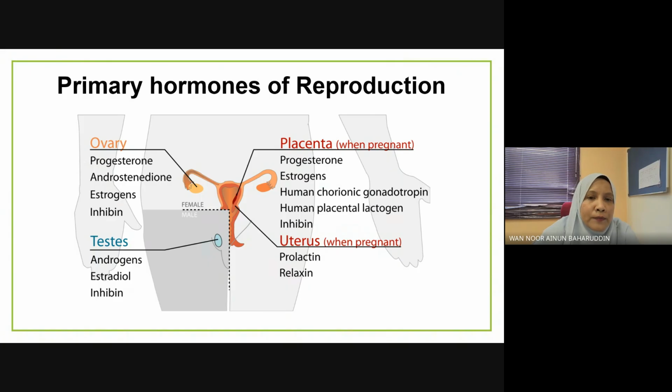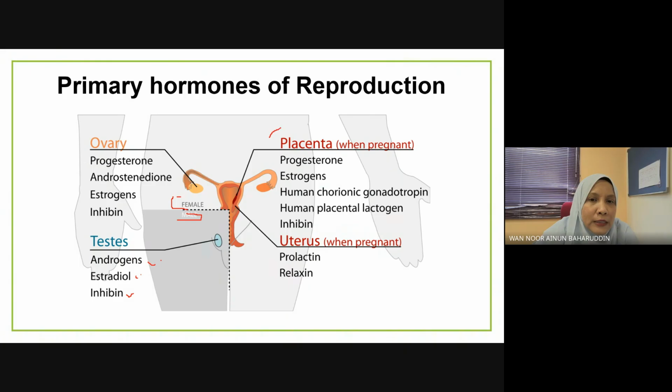As for the two different types, female and male. Inside the male, the gonad itself, what we call the testis, will produce androgen, estradiols, as well as inhibin. For the ovary, inside the female, the names of the hormones are progesterone, androstenedione, estrogen, as well as inhibins.